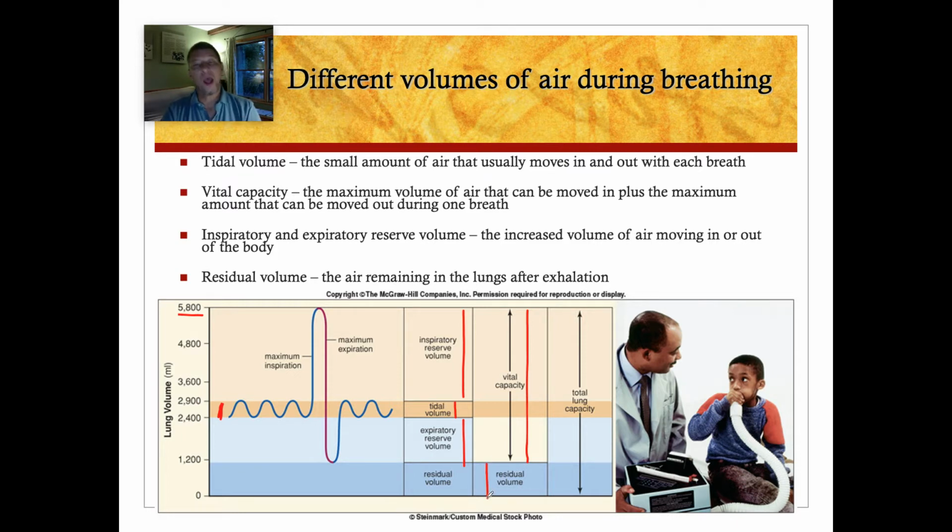This is what's known as the residual volume. Your lungs never completely empty, at least not while you're living. And so the air remaining in the lungs after exhalation is called the residual volume.